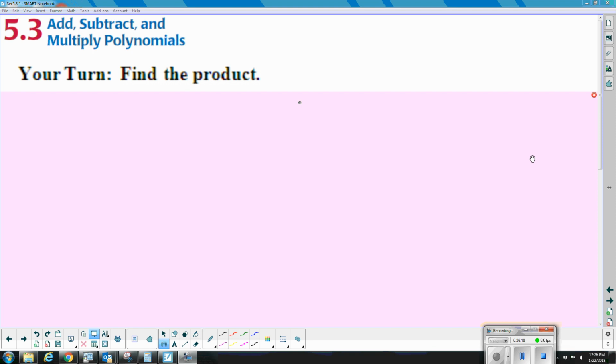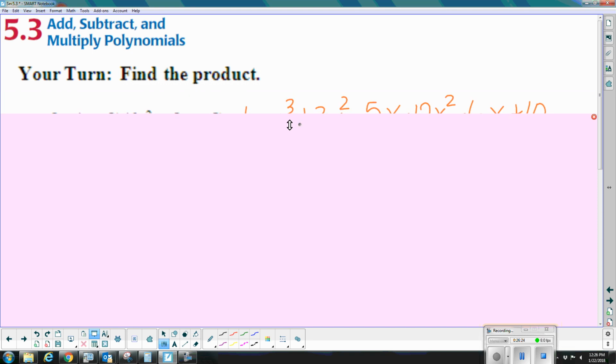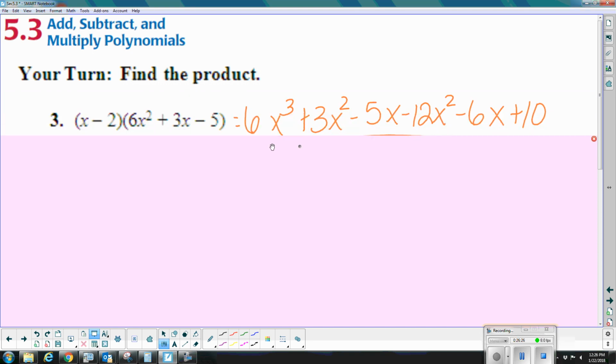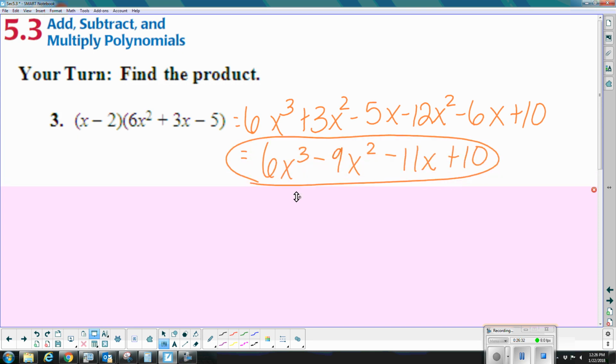Right, so if you look at this first example number 3, where you're finding the product, you're going to use the FOIL method. So you're going to multiply x minus 2 by each of these terms, and then add like terms. So here's your answer for number 3. Please check your work.